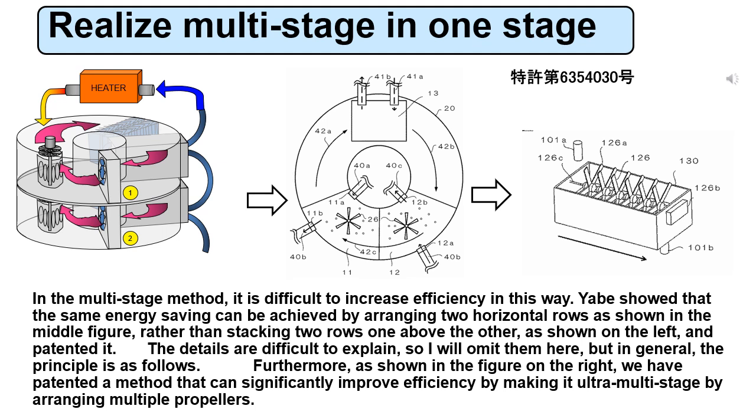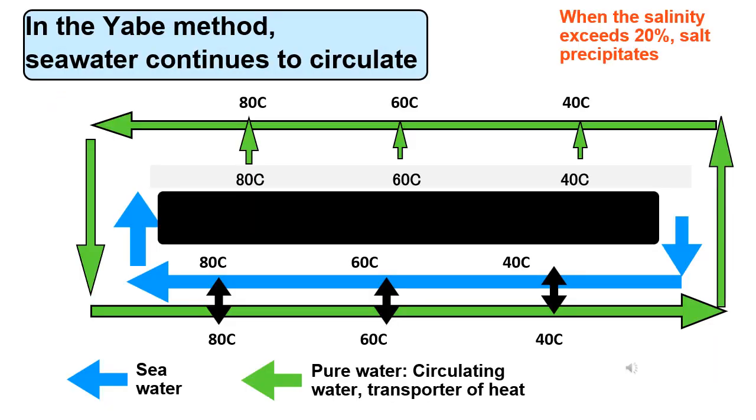Yabe showed that the same energy saving can be achieved by arranging two horizontal rows as shown in the middle figure, rather than stacking two rows one above the other, as shown on the left, and patented it. The details are difficult to explain, so I will omit them here, but in general, the principle is as follows. Furthermore, as shown in the figure on the right, we have patented a method that can significantly improve efficiency by making it ultra-multistage by arranging multiple propellers. This ability to multistage in one stage has created a completely new advantage.